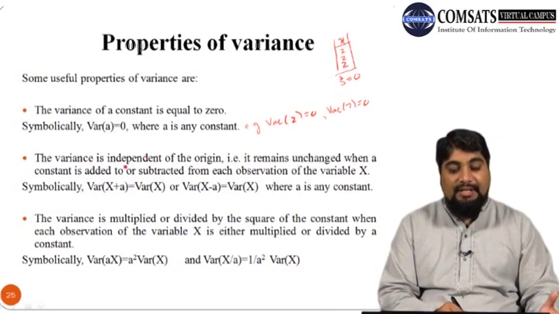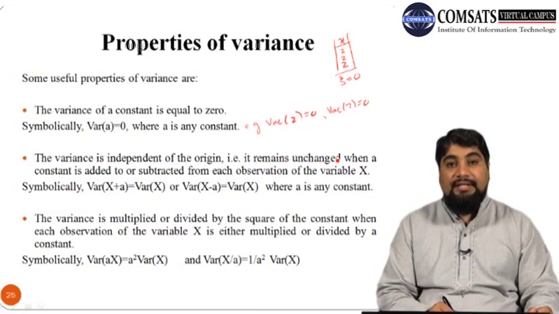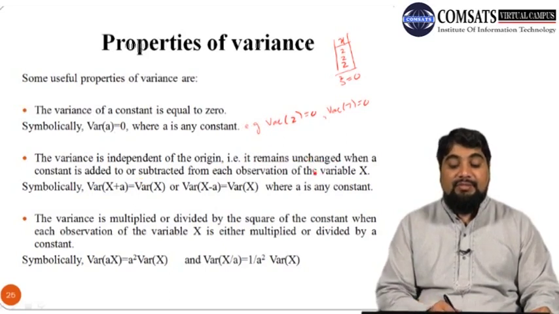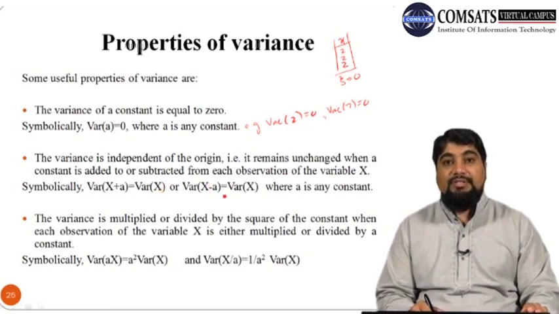Next property is that variance is independent of the origin. That is, it remains unchanged when a constant is added to or subtracted from each observation of the variable x. Or symbolically, we can write it as variance of x plus a is equal to variance of x, or variance of x minus a equals variance of x, where a is any constant.